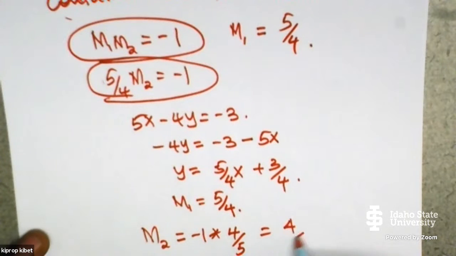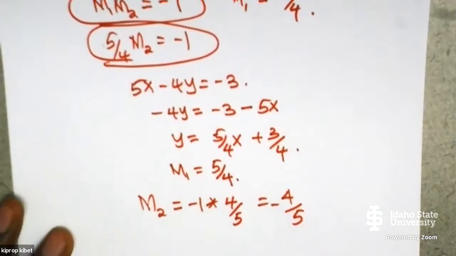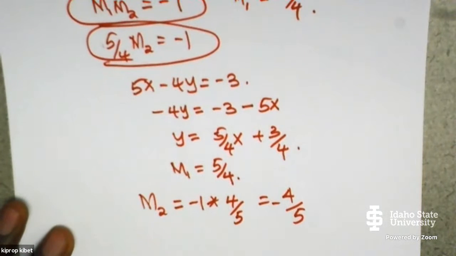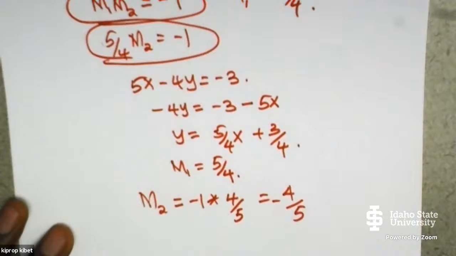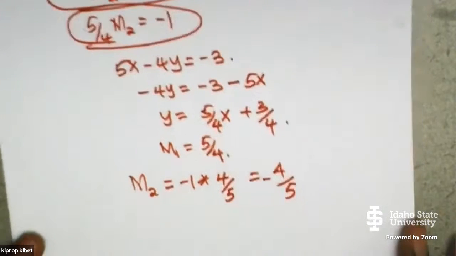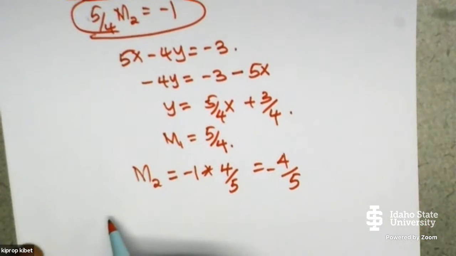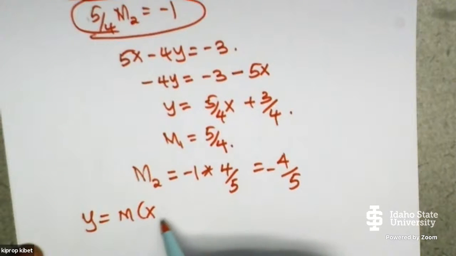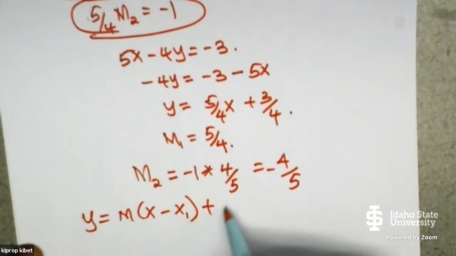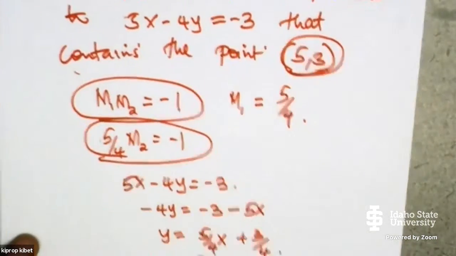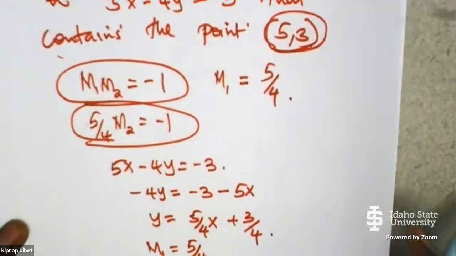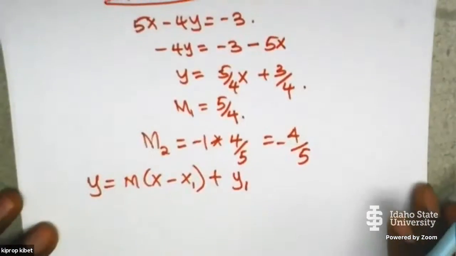And this is equal to -4/5, right? So that is the gradient for the other line. Now, using the point-slope form, we know y equals m times (x minus x1) plus y1. And we have our point x1, y1 as 5 and 3. So we just do a substitution here.